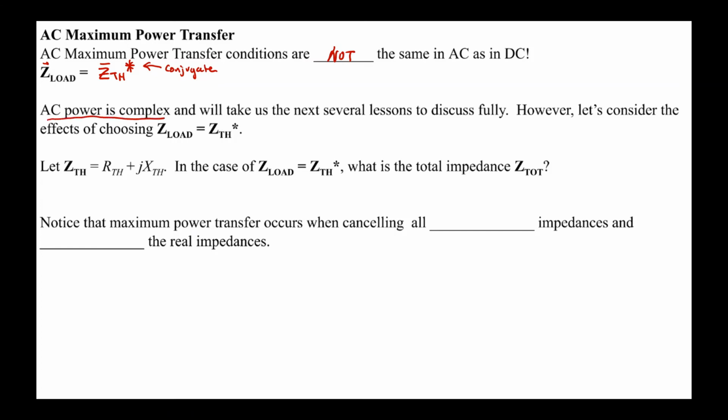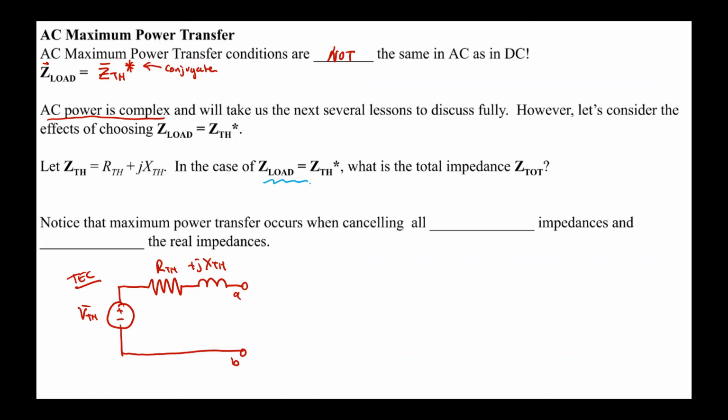AC power is complex, and we'll probably need a couple lessons to discuss it fully. However, if we use our Thevenin equivalent circuit representation with components, we can actually see what's going on with the Zload and Zthevenin conjugate. Take, for example, I have a Thevenin equivalent circuit. It has a voltage Vthevenin and a Thevenin impedance that is equal to some Zthevenin. Since that can generically be complex, you could imagine that to be a resistor and some inductive value. We'll call that R Thevenin plus J X Thevenin, where X is the reactance part of the Thevenin impedance.